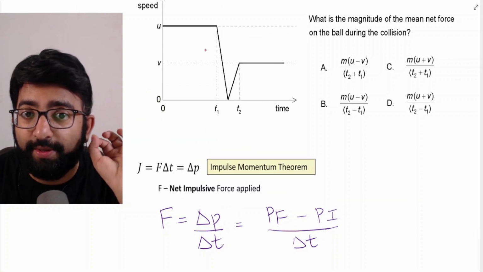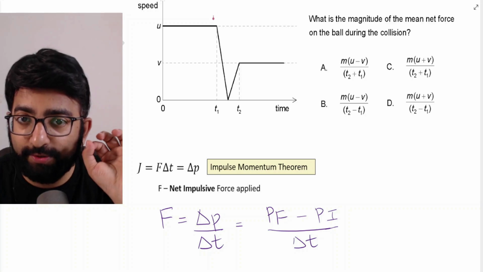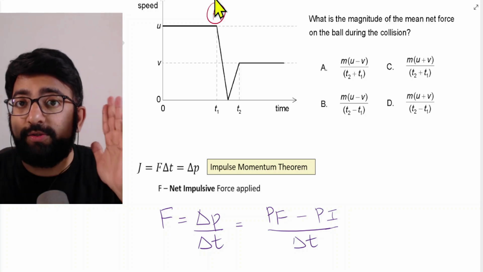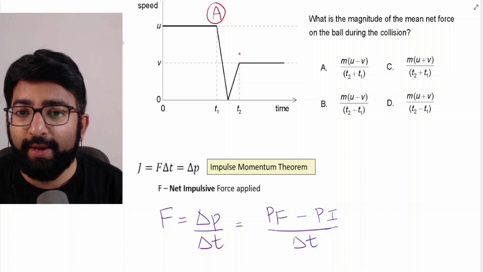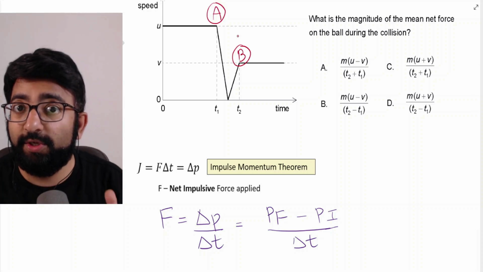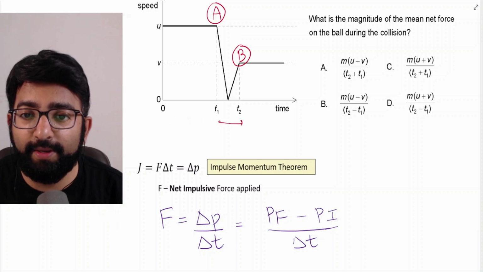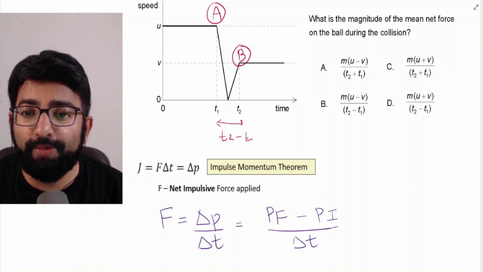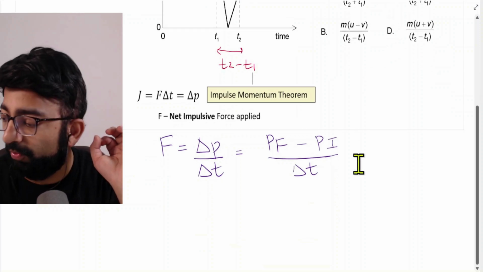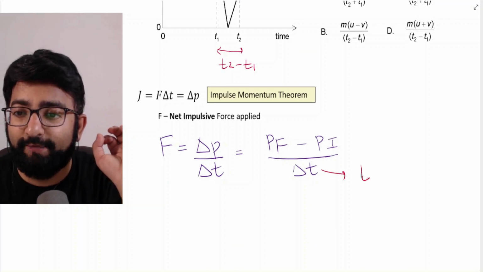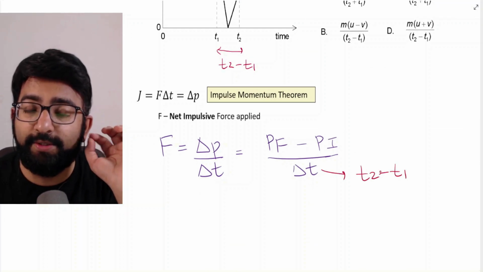So from the graph, you can see, let me label some points. So let's say A. A is that point just before the collision. And then if I label point B, this is just after the collision. So what is the time taken between A and B? This will be T2 minus T1. And that we need to put in the denominator. So Δt will be equal to T2 minus T1.